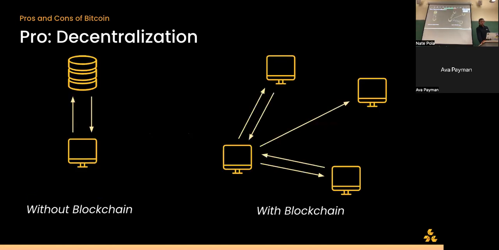So in terms of decentralization, without a blockchain you're sending things to one person and you have to trust that one person. But with a blockchain, you actually send it to everybody, so everything's more transparent. You don't have things happening behind the scenes. You can see what's happening with your money.